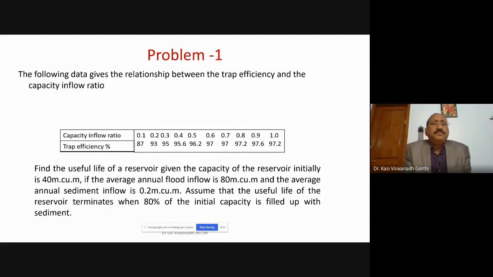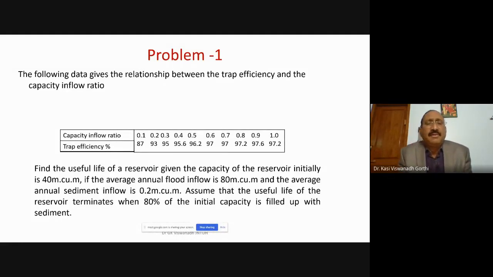So a small problem: the following data gives the relationship between trap efficiency and the capacity inflow ratio. Please try to understand the terminology, because I'm trying to go a little slow based on the advice of some of our friends, because they're feeling that the terms are new and I'm also going fast. It may be becoming difficult for them to catch up with the terms. So I'm trying to go slow.